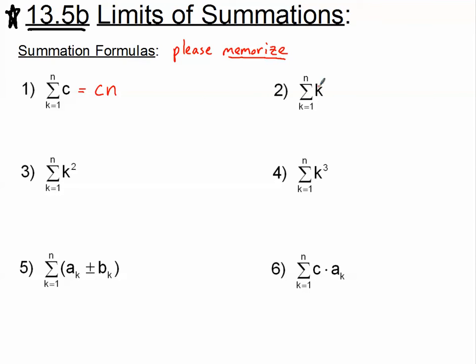Number 2, now k is what we're trying to add up, and k is our variable, which goes from 1 to 2 to 3 to 4 to 5, so we're adding up different terms. This will be equal to n times the quantity n plus 1 over 2. I like to think of this as the arithmetic sum formula, and actually it is. The number of terms divided by 2 times the first term plus the last term. So if that helps you to memorize this formula, that would be great.